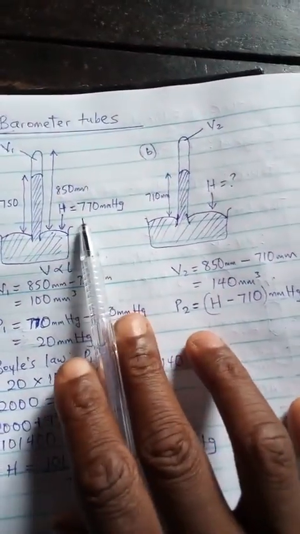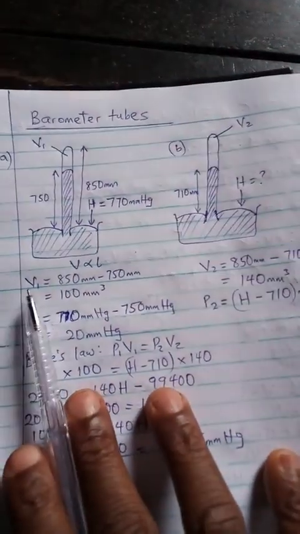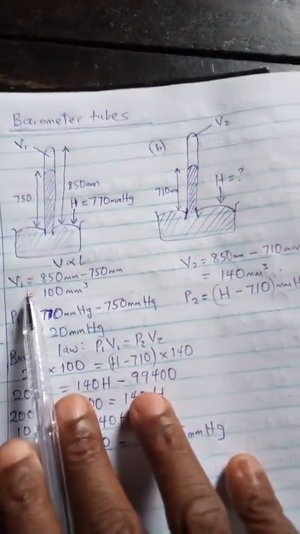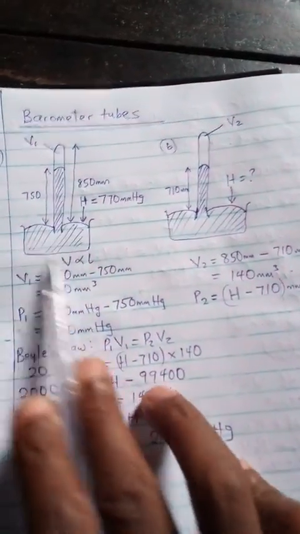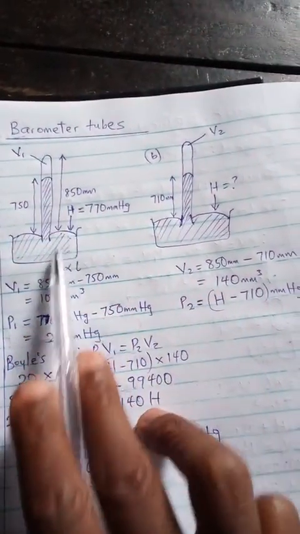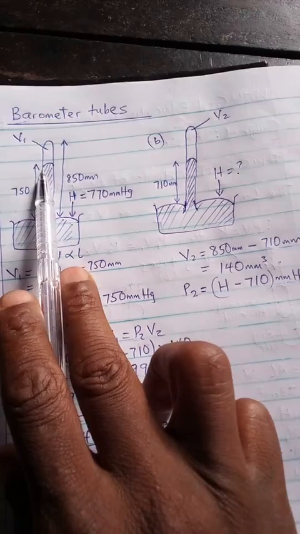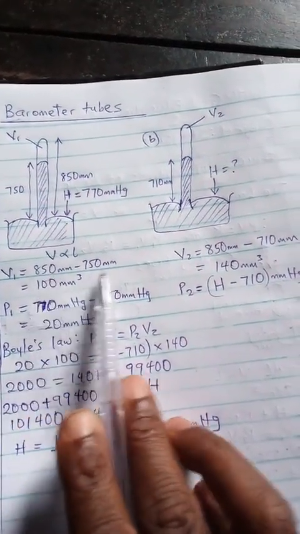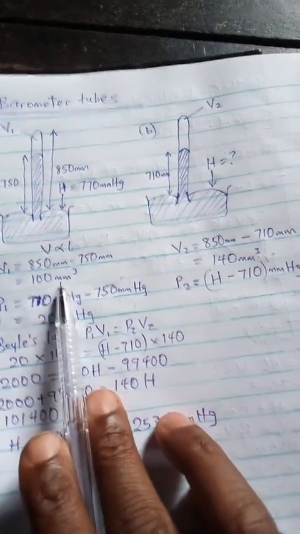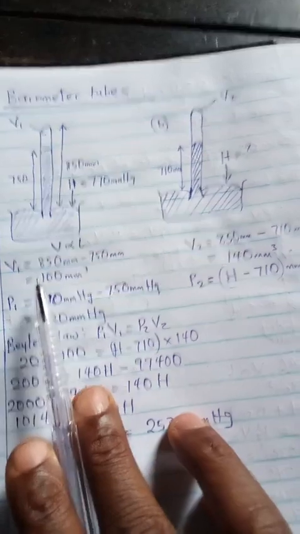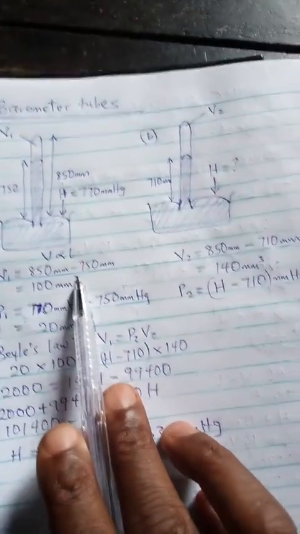Now, we can find the volume of air trapped, since volume is directly proportional to length when the area is uniform. The volume of air will be the whole length of the tube minus the height of the mercury column. That is 850 minus 750, which would be 100. So since we can change the length to volume, since it has a uniform area, it is now 100 millimeter cube.